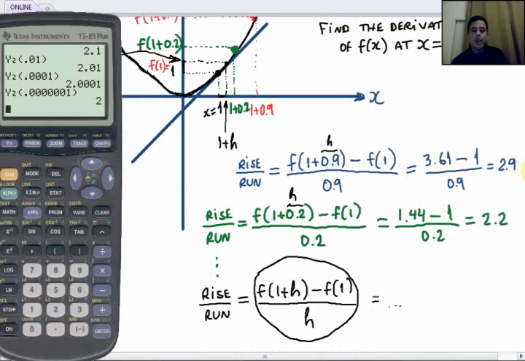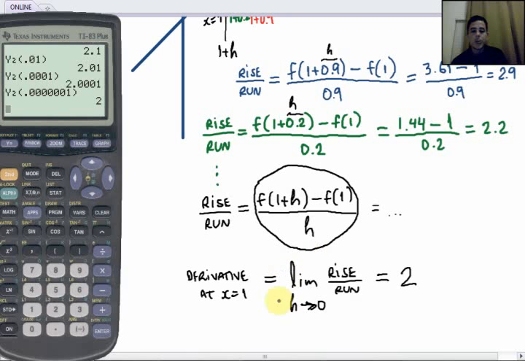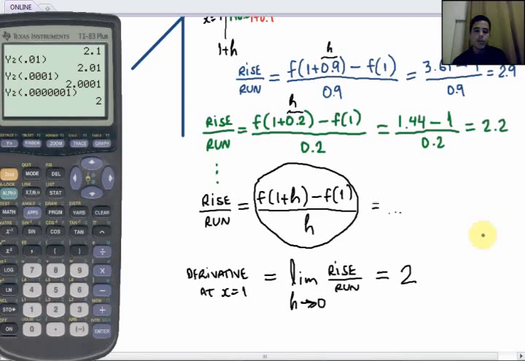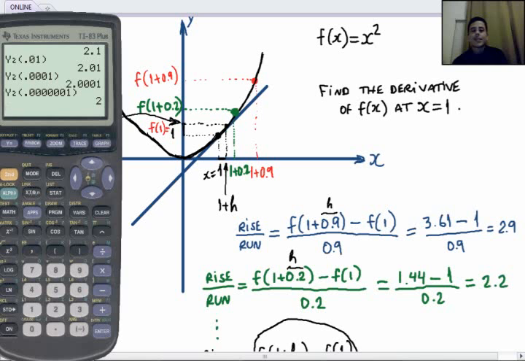But algebraically, this is what we're doing. We take rise over run and make that h go towards 0. And we found that that's 2. So this is the slope at x equals 1. Okay, that's the idea.